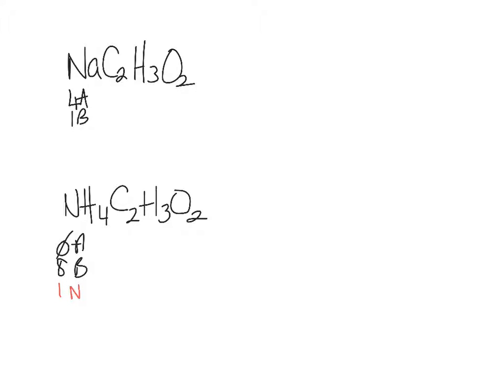What ions is sodium acetate going to break into? You're going to have sodium ions and acetate ions. So these are the two ions you're going to produce. So then you're going to add water, just like we did yesterday.